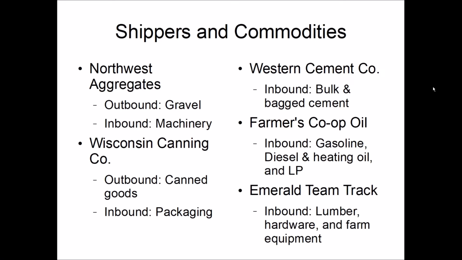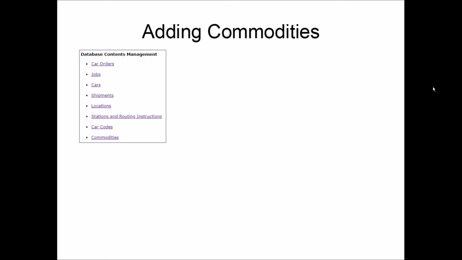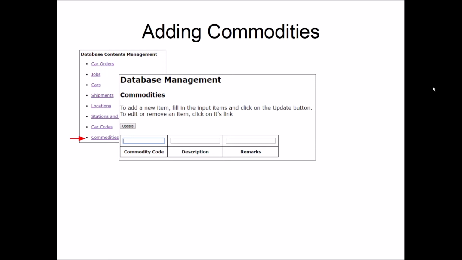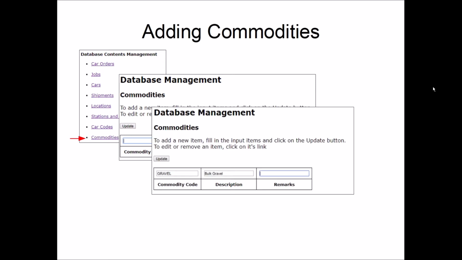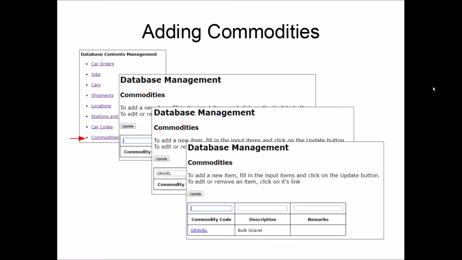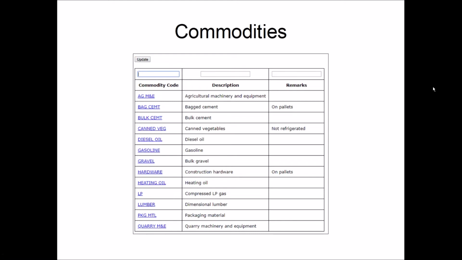So what kind of commodities are we going to be dealing with? To add them in the database, again, go to the database management section, click on the commodities link, and enter the commodities in the same manner we did with the railroad names. Here you can see the commodities that I've entered for our sample railroad.